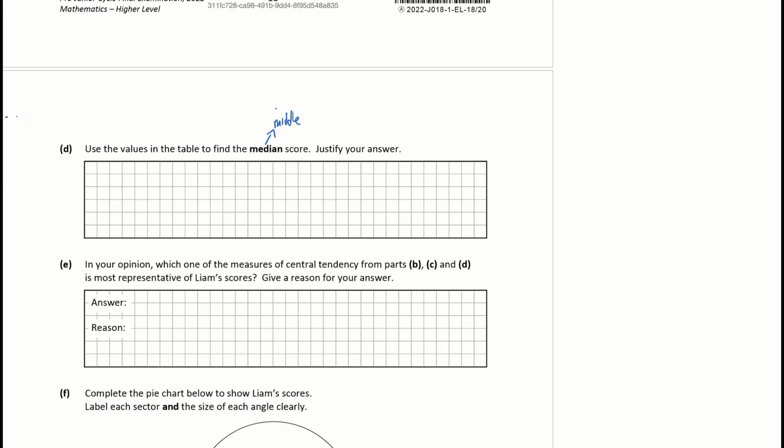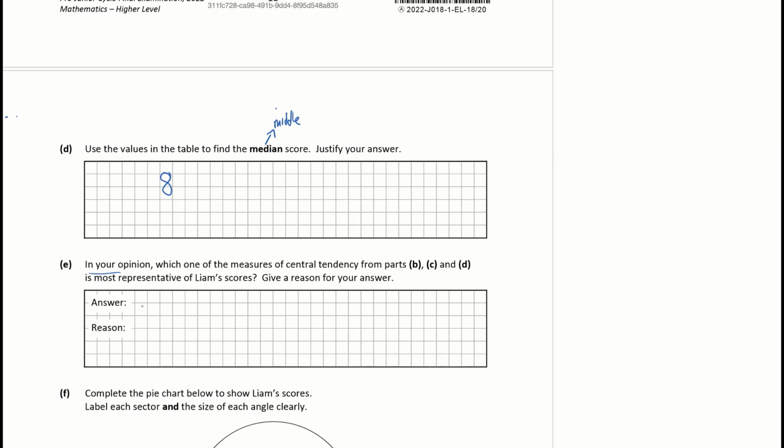So my median is going to be 8. Part E, in your opinion, which one of the measures of central tendency, so centrals of tendency are basically just mean, mode and median, is the most representative of Liam's score? Give a reason for your answer. So you can accept any one of the 3 as long as you give a justifiable answer.